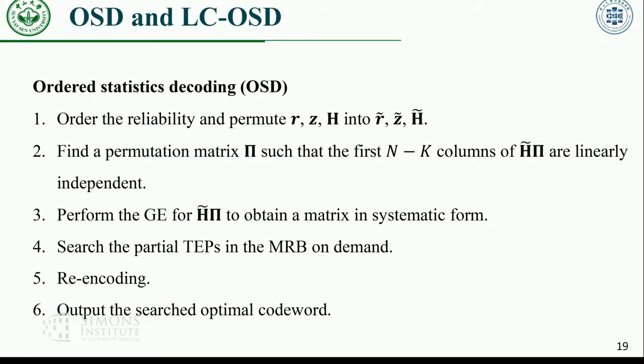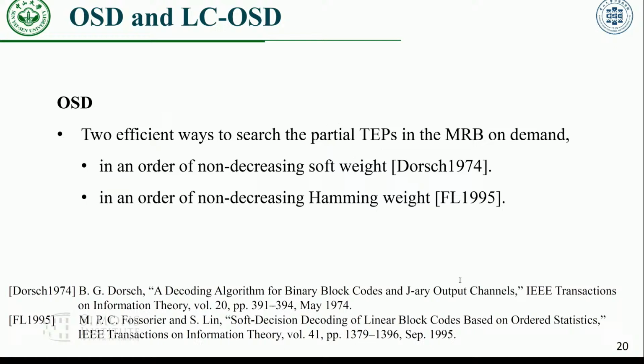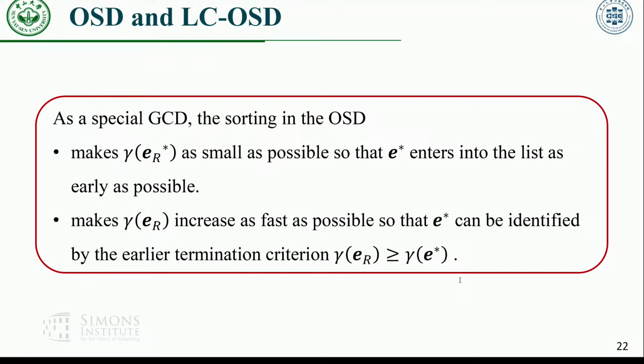There are two ways to search the TEPs. The first way is Dorsch's algorithm in 1974, in an order of non-decreasing soft weight. And Fossorier's is in an order of non-decreasing Hamming weight. So we talk about how to search with soft weight, as a special GCD.